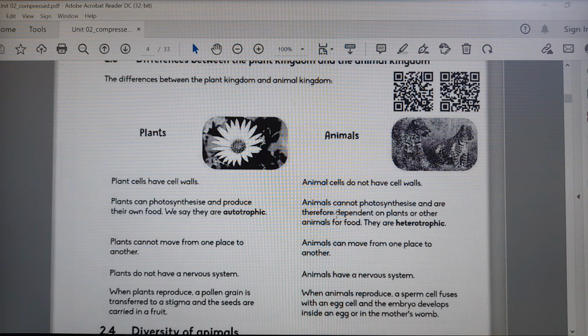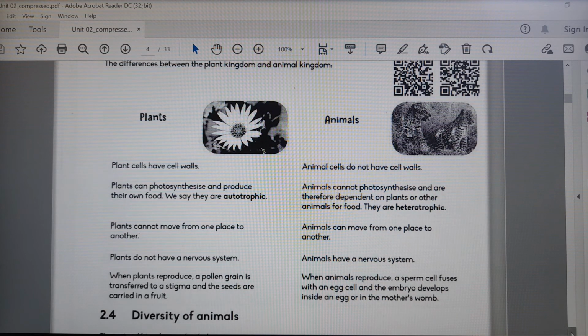And then the second thing we differentiate is if it is autotrophic or heterotrophic. Number 2, the movement. Number 3, number 4, the nervous system. And number 5, the reproduction of each kingdom. Okay, so this is how we differentiate between the plant kingdom and the animal kingdom.